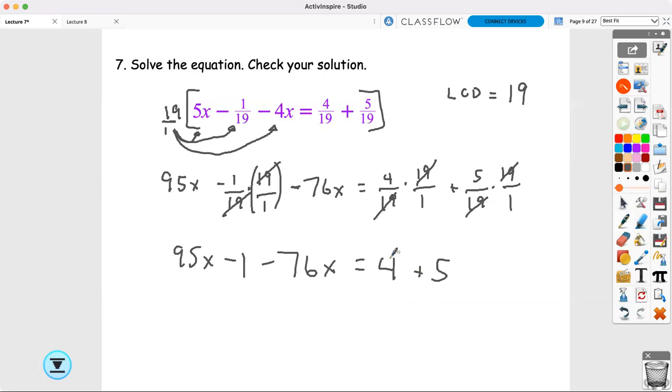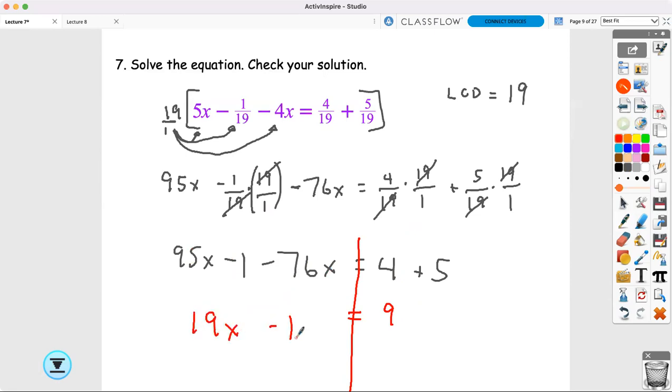And now we go ahead and use algebra to solve. Now on the right side, are there any like terms? Well, 4 plus 5 are like terms, so that gives me 9. Here I have 95 minus 76. Subtract those two, and we get 19.